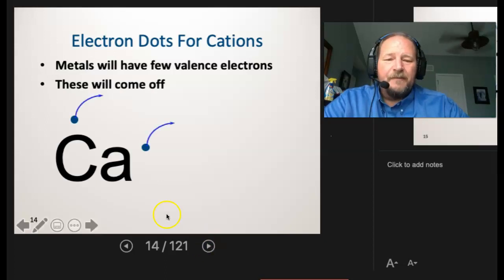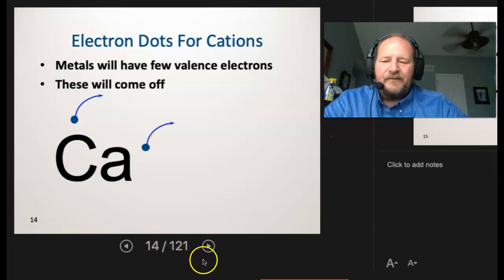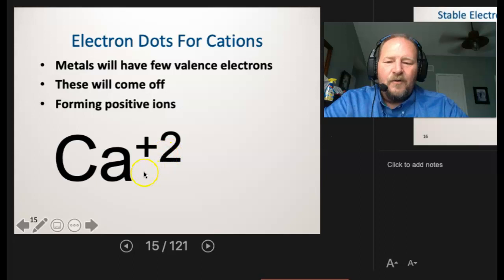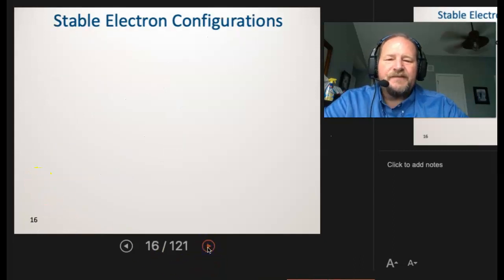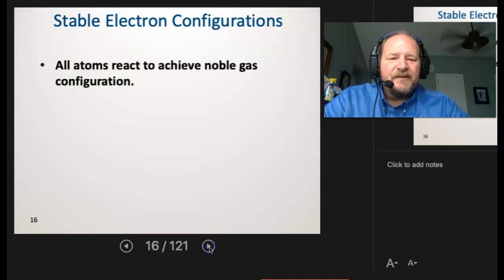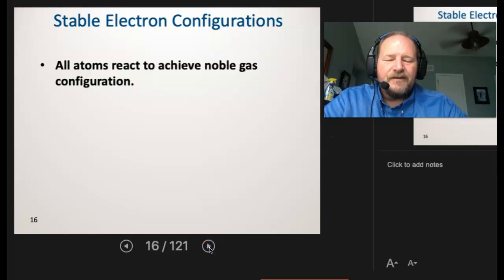Once we lose them, it's going to look like calcium has no valence electrons, but that's not true. What's really happening? If I lose those 2 electrons and form a +2 ion, what's actually underneath is still a full energy level. And that's the goal here. What the elements are trying to do is form stable electron configurations, which means they basically want to have the electron configuration of a noble gas.